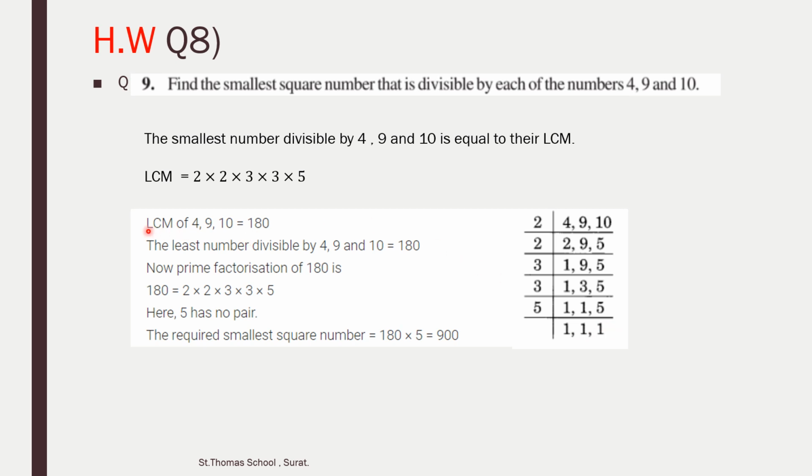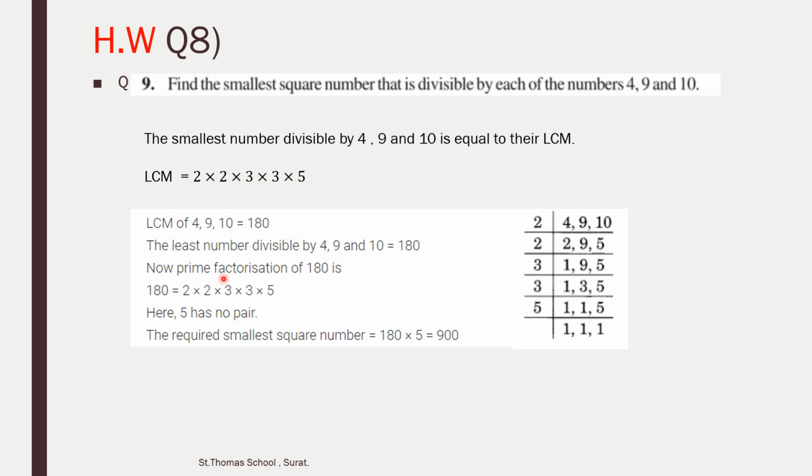Clear? Now LCM of 4, 9 and 10 is equal to 2 multiplied by 2, 3 multiplied by 3 multiplied by 5. So that is 2 2s are 4, 4 3s are 12, 12 3s are 36, 36 5s are 180. Therefore, the least number divisible by 4, 9 and 10 is equal to 180.